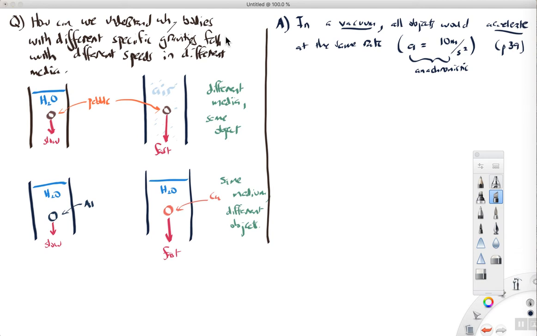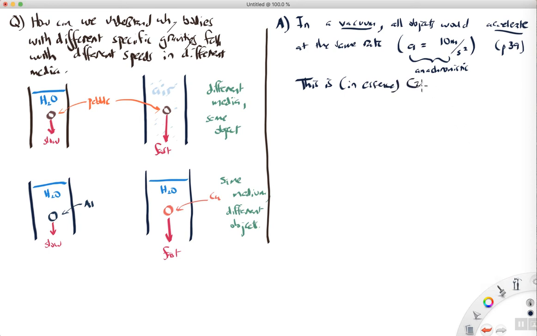So this is, in essence, Galileo's theory of falling bodies. This is controversial because he's making a claim about what happens in a vacuum when in fact he had never made a vacuum, or he never made a perfect vacuum anyhow. So his opponents would criticize him for saying, you're talking about a dream world, Galileo. Okay.